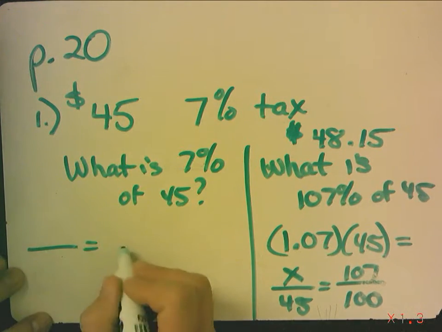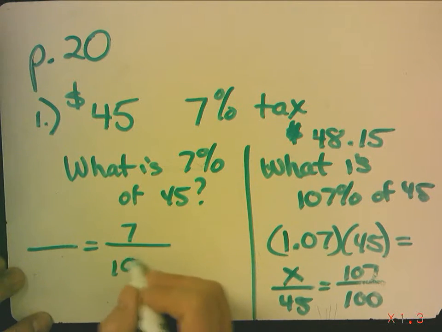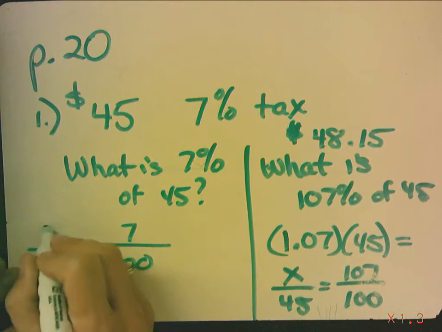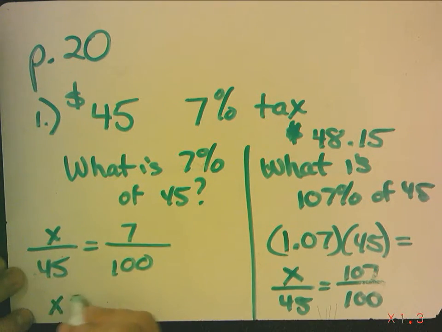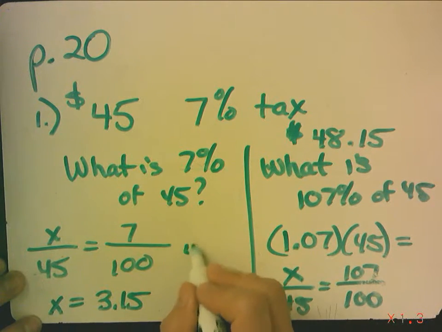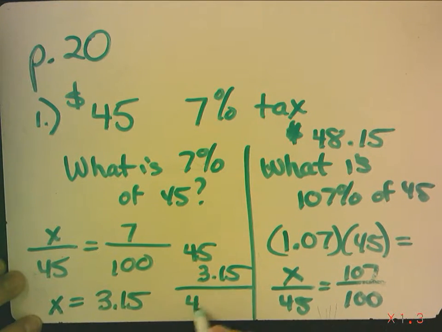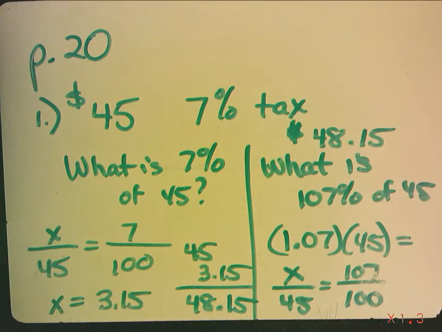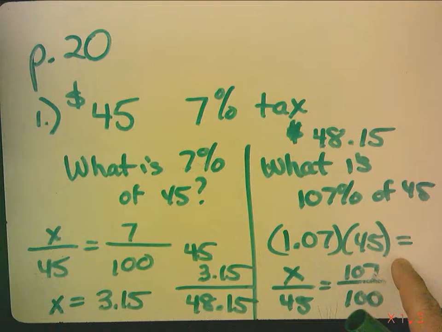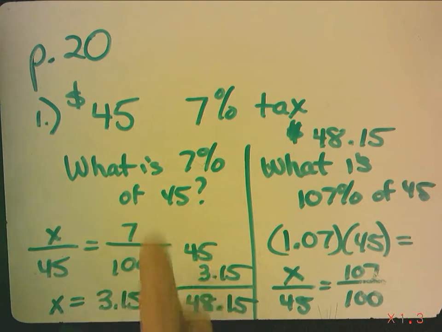This way, I get $3.15, and I have to add my $3.15 to my 45, and I get 48.15. Okay? So obviously this way is quicker if you like it and understand it, but if you're more comfortable doing it this way because it's the way you've always done it, that's fine.